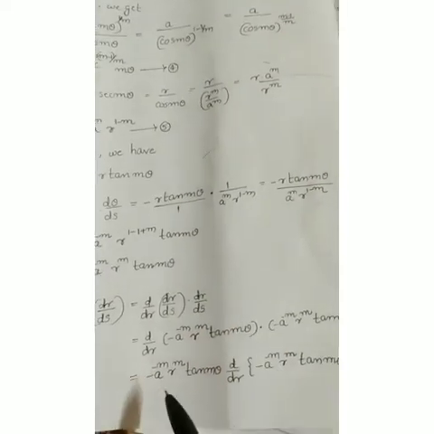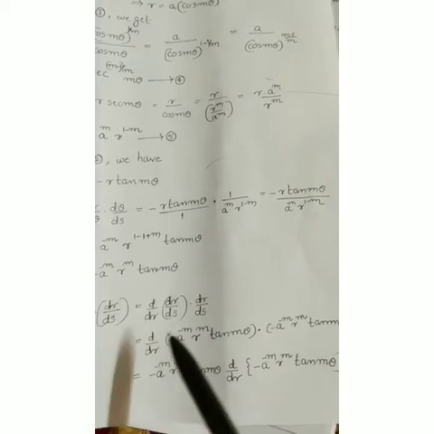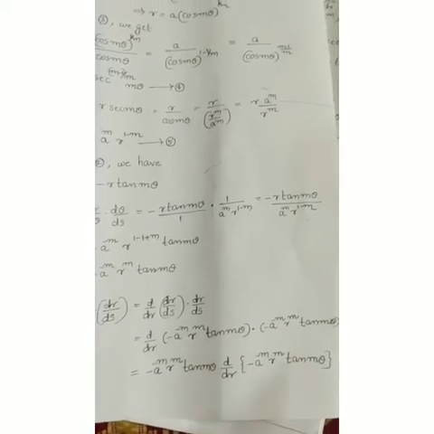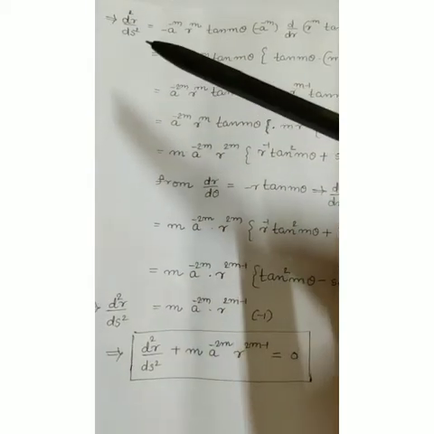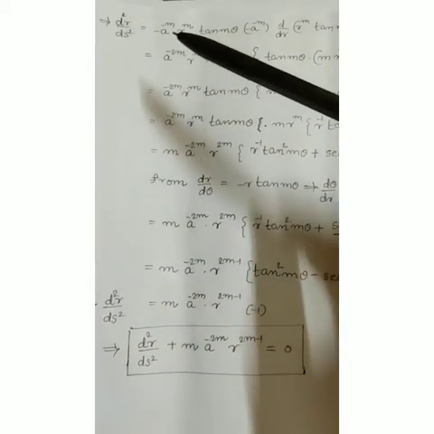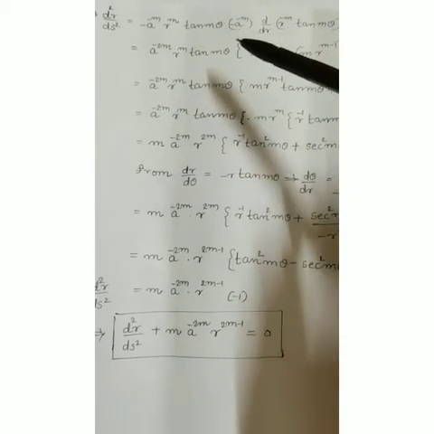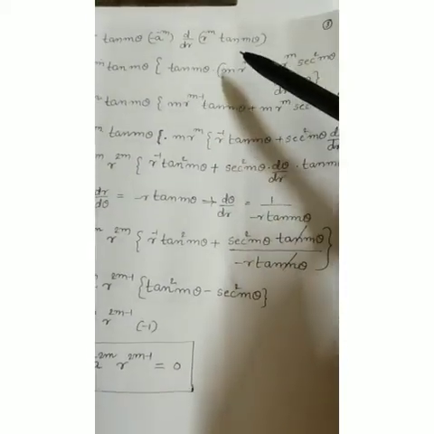Taking this as common, minus a to the power of minus m into r to the power of m into tan m theta, of d by dr of, differentiating this, minus a to the power of minus m into r to the power of m into tan m theta. That implies d square r by ds square equals minus a to the power of minus m into r to the power of m into tan m theta, into, taking minus a to the power of minus m as common, d by dr of r to the power of m into tan m theta.